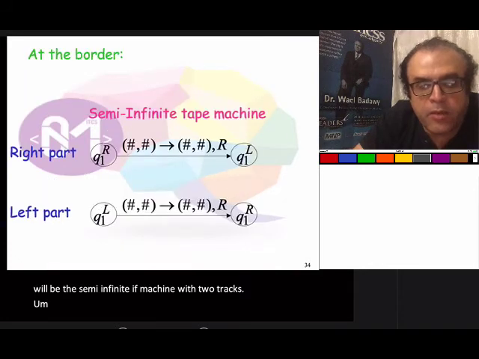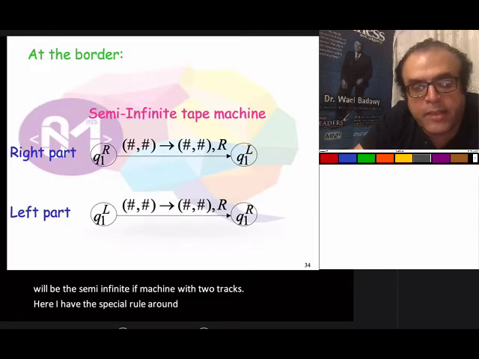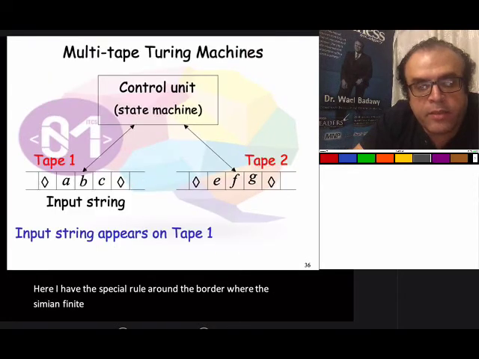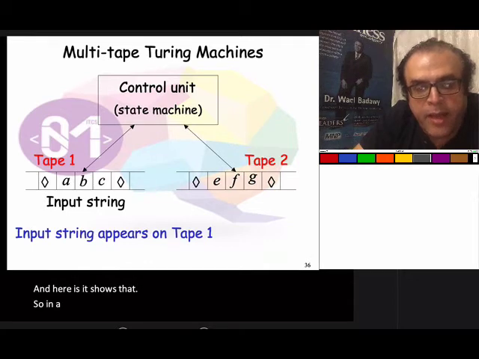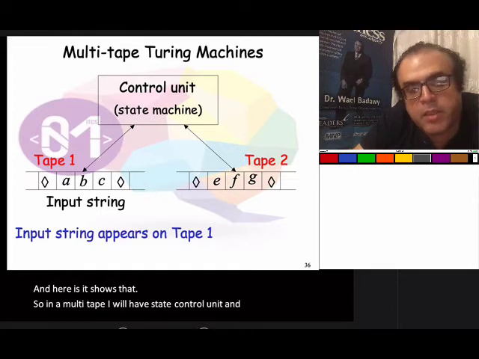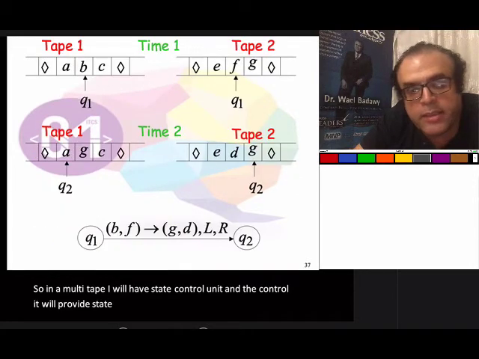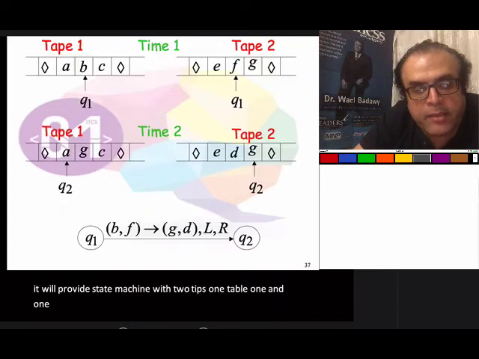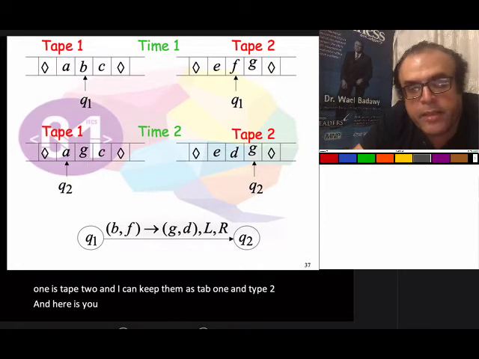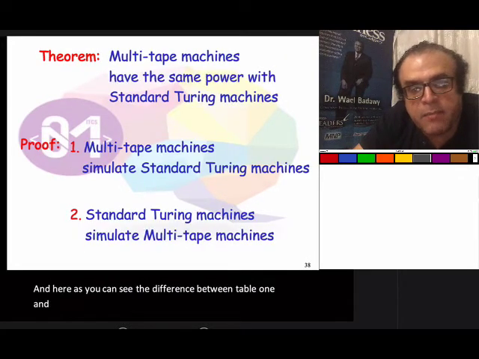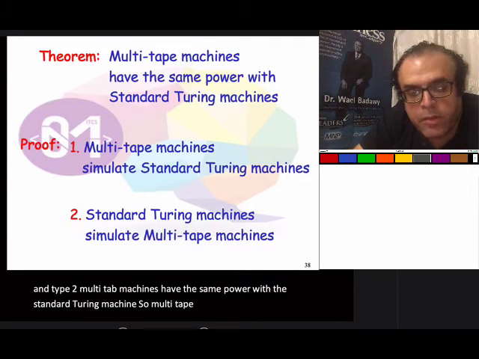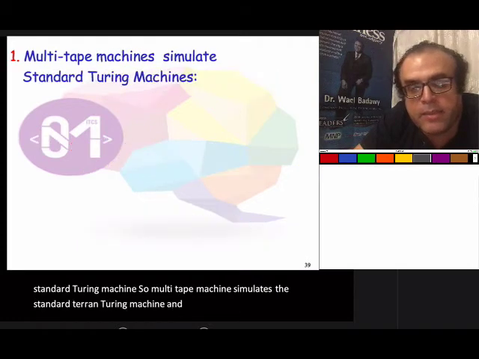Here I have the special rule around the border of the semi-infinite tape machine. In a multi-tape machine, I will have a control unit, and the control unit will drive a state machine with 2 tapes. One is tape 1 and one is tape 2, and I can keep them as tape 1 and tape 2. And here you can see the difference between tape 1 and tape 2. Multi-tape machines have the same power as the standard Turing machine. So the multi-tape machine simulates the standard Turing machine, and the standard Turing machine simulates the multi-tape machine.